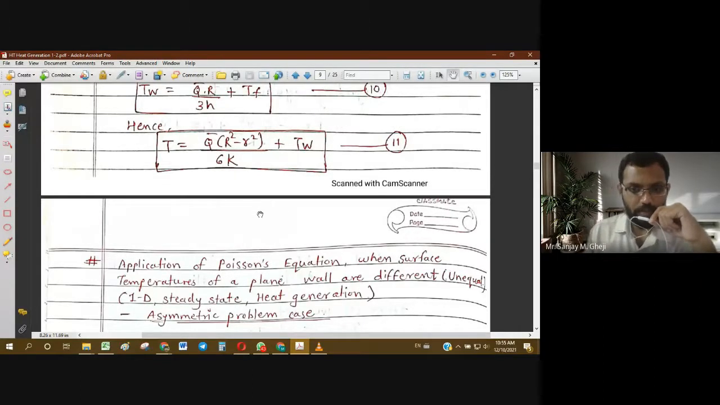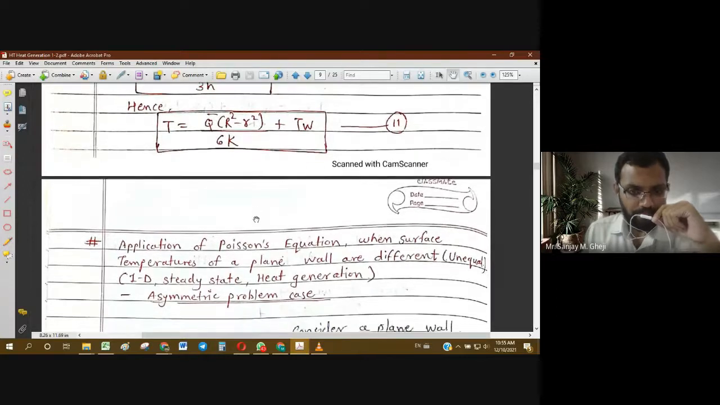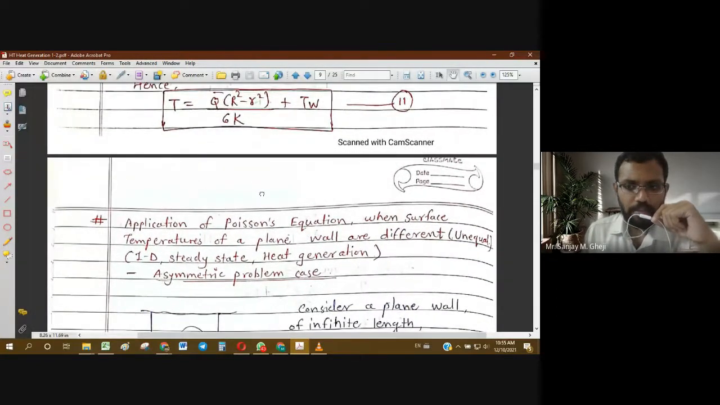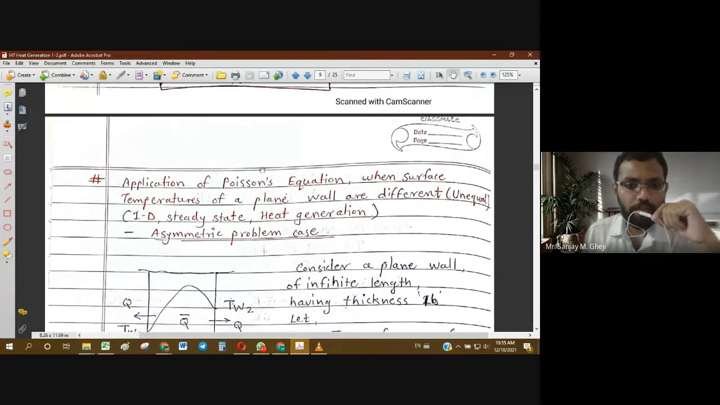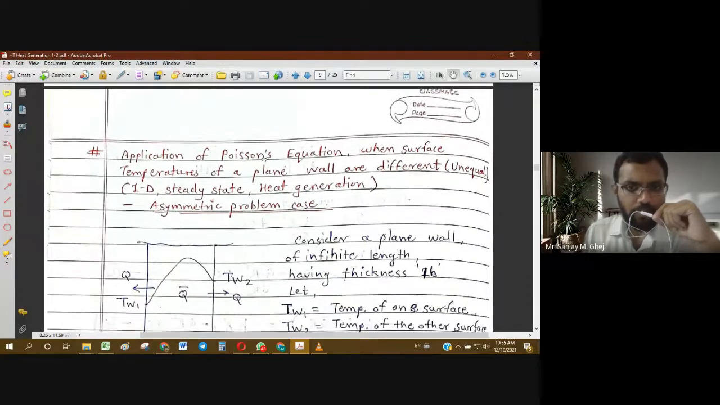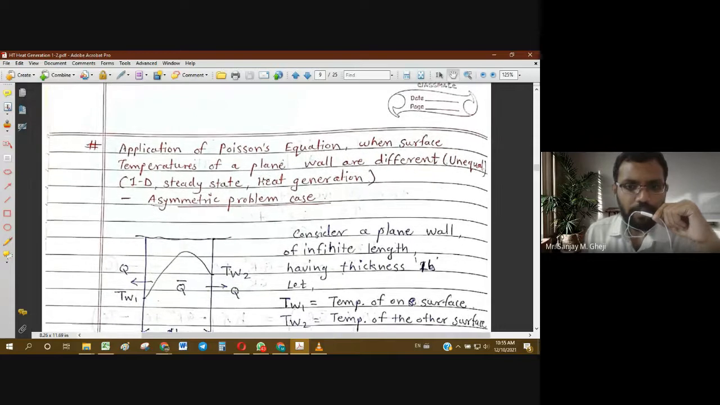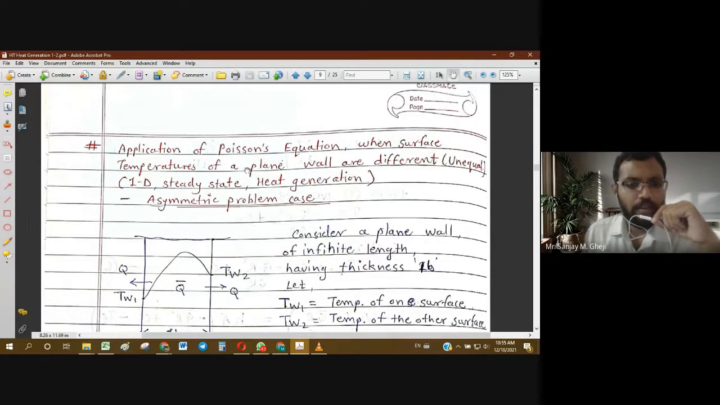Now we are going to add some complexity to it, because we are going to change the conditions, and by just a change in conditions, it is going to get a little complicated. So we will do it in a step by step manner.